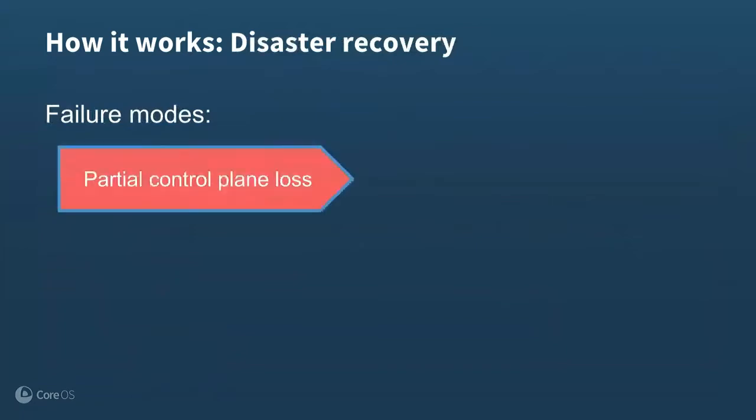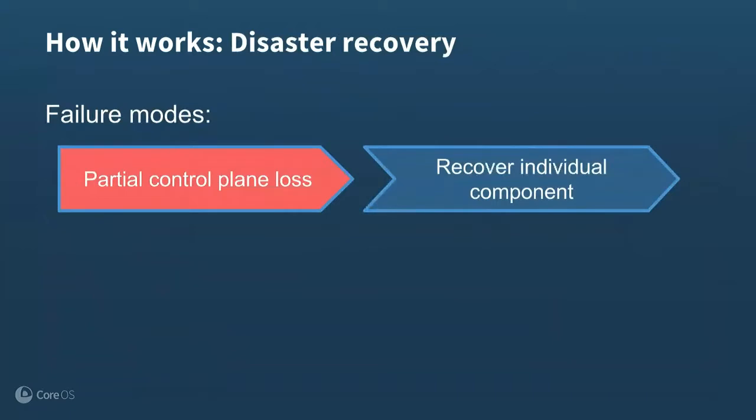First is a partial control plane loss. Let's say, for example, that due to operator error, one of the components of our control plane goes down, and our cluster is now not functional as a result. Then we need to recover that individual component and get our cluster back to a healthy state.